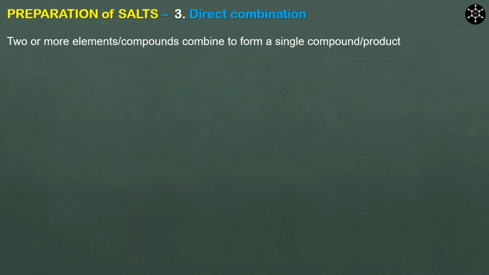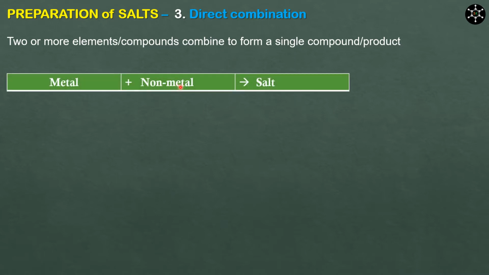Next method is the direct combination method. Here, two or more elements or compounds combine to form a single product. We know that a salt is made up of a metal component and a non-metal component. So, in the combination method, a metal combines with a non-metal to form a salt.